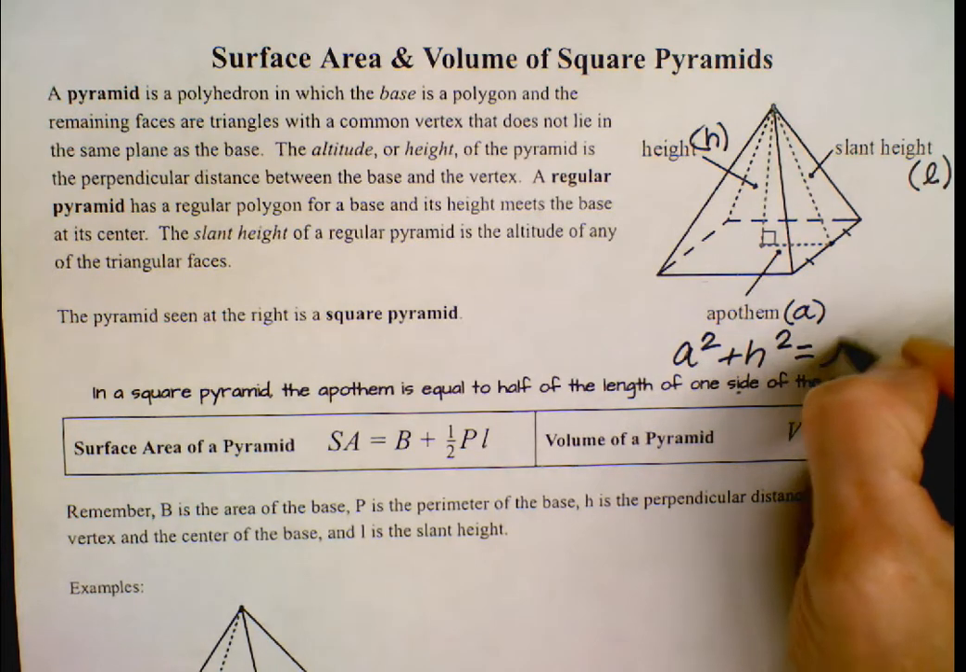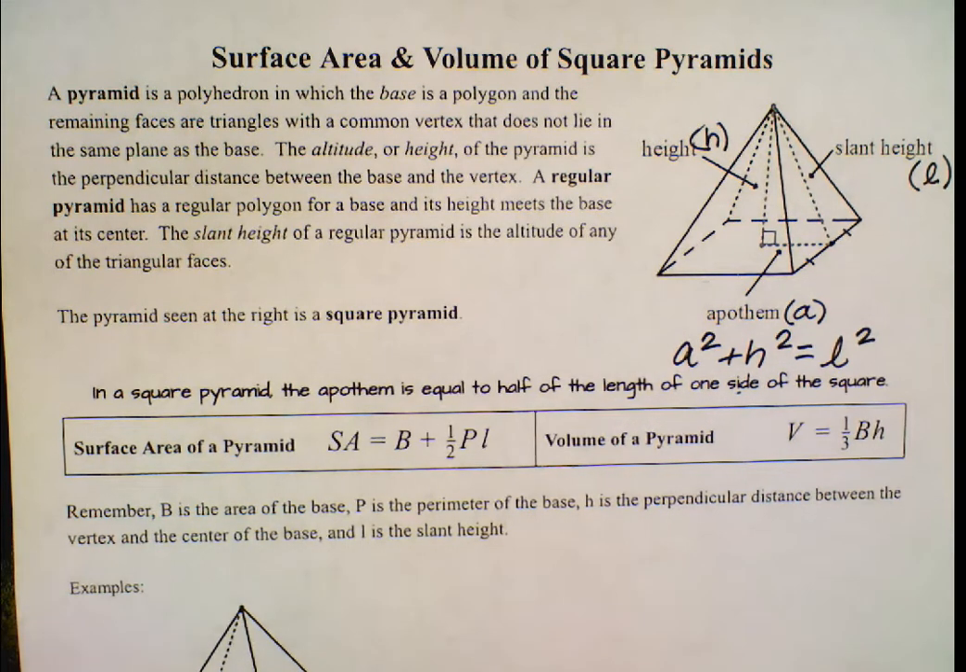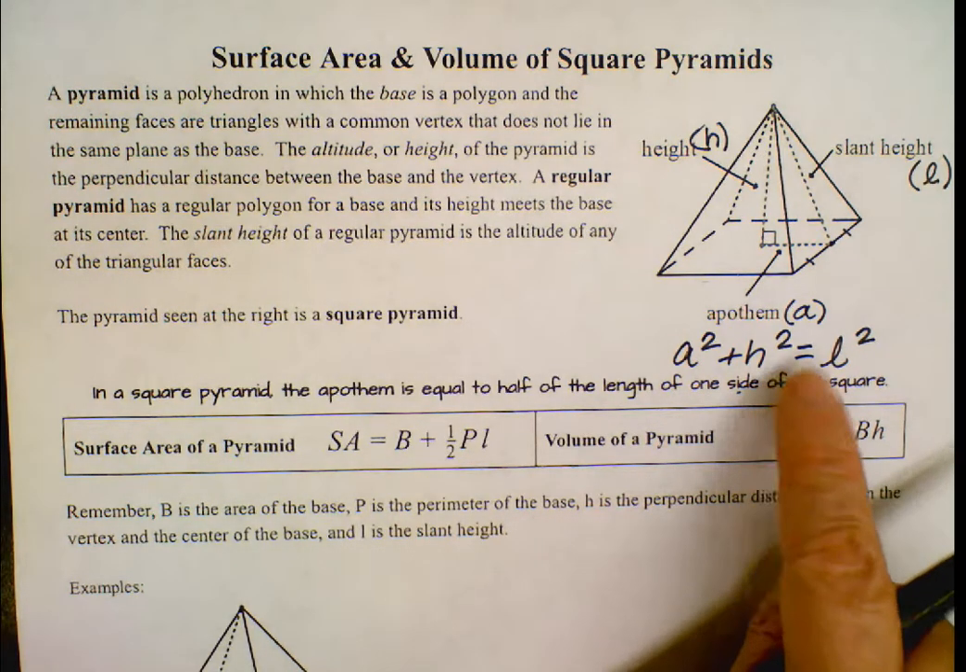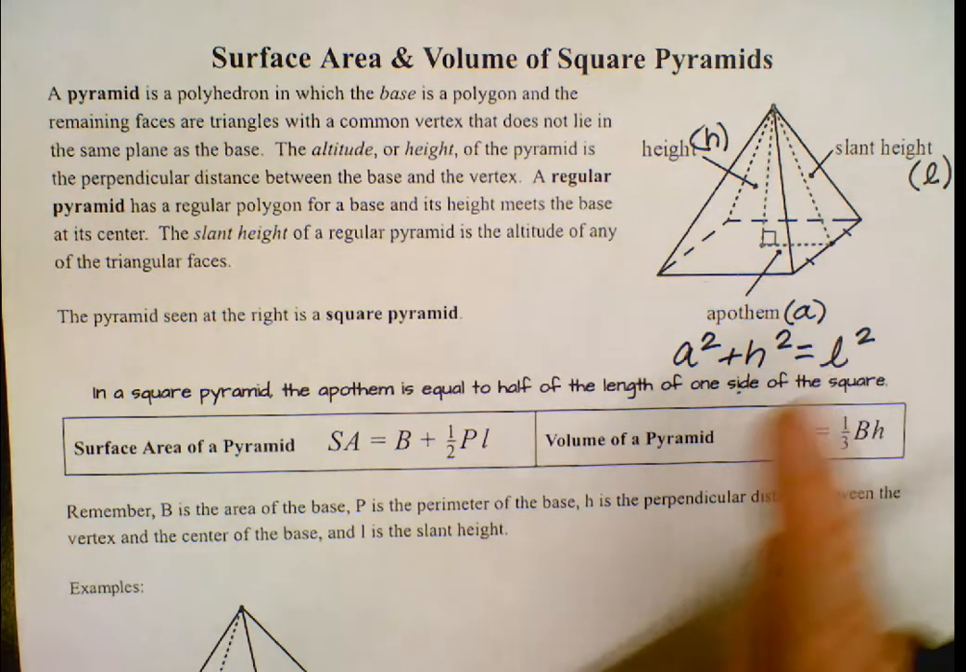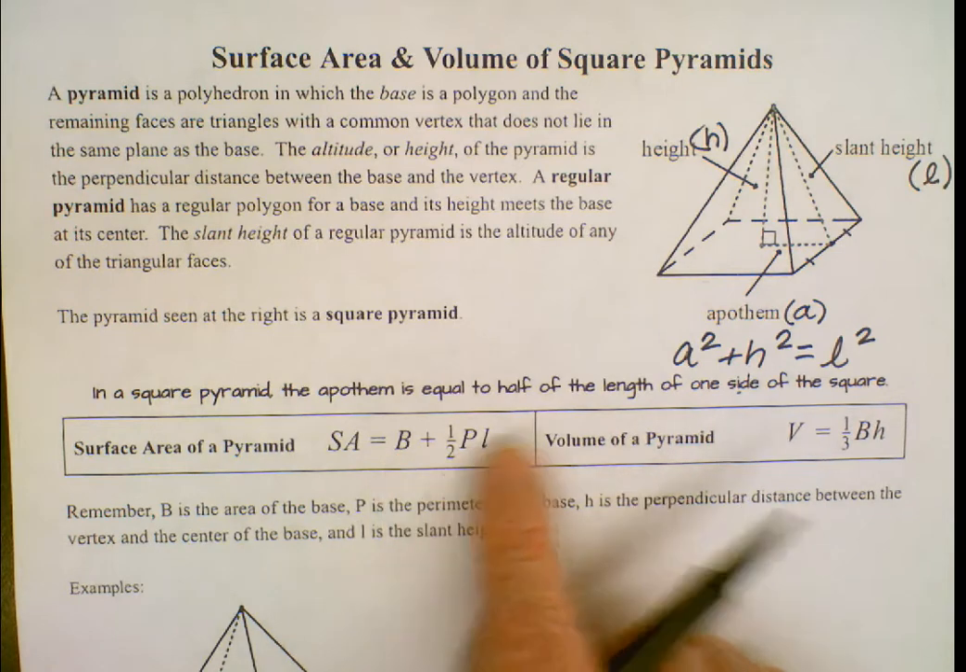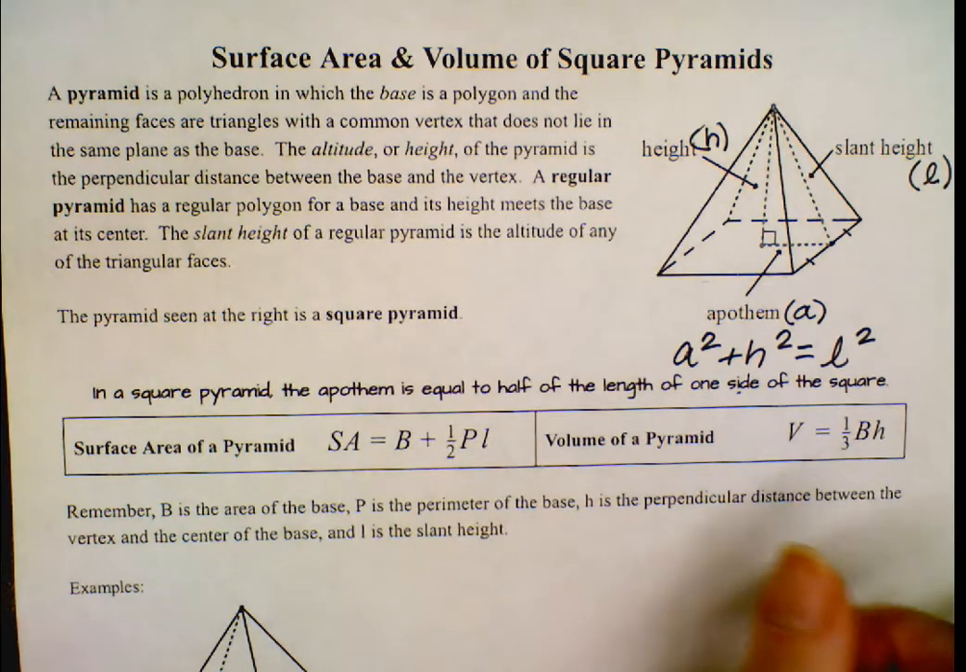For the formulas, as we'll look at in just a moment, you will need both h and L. Only one of those is going to be given in the problem. So you'll have to come back to this Pythagorean theorem first to find whichever h or L is not given, and then determine your capital B, capital P values in order to find your surface area and volume.